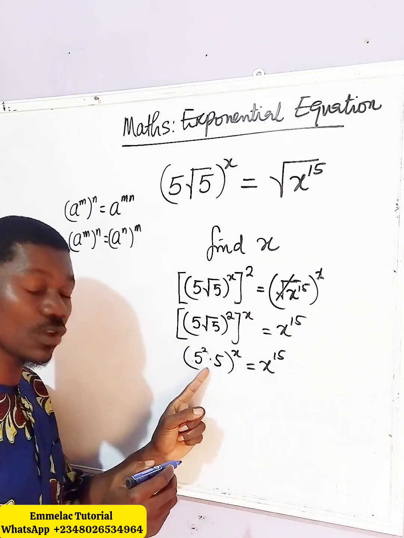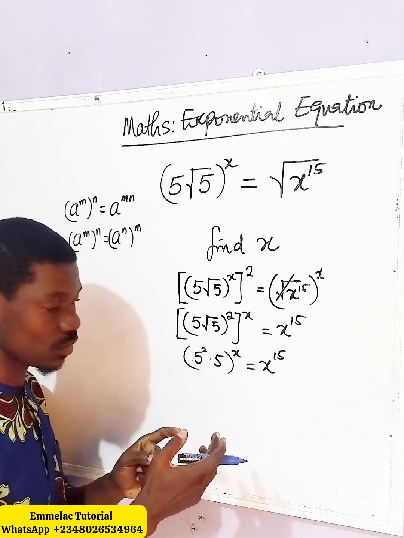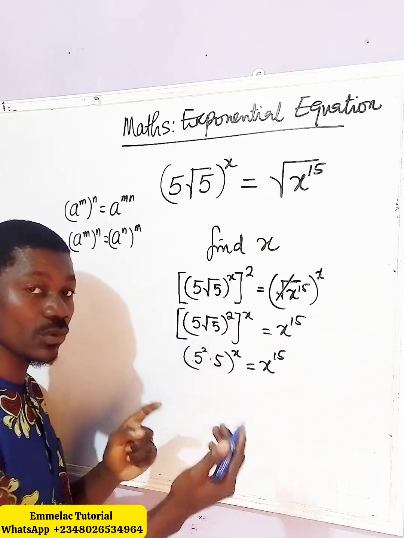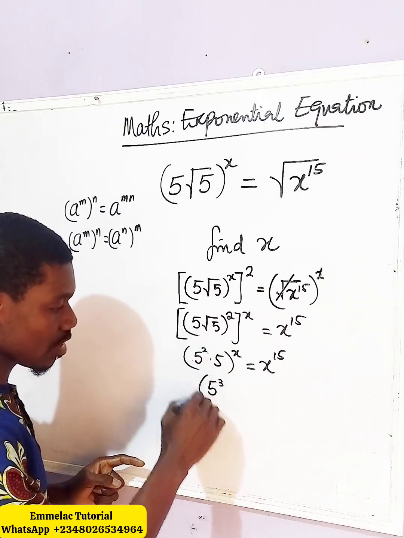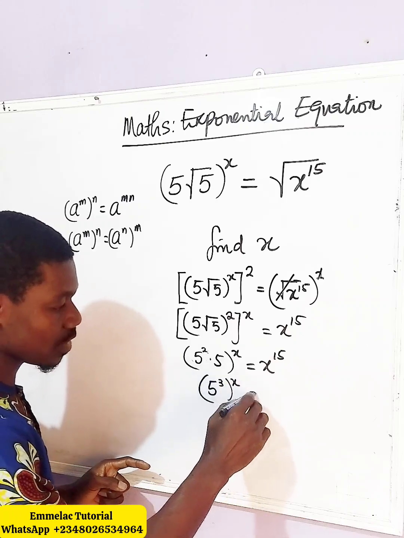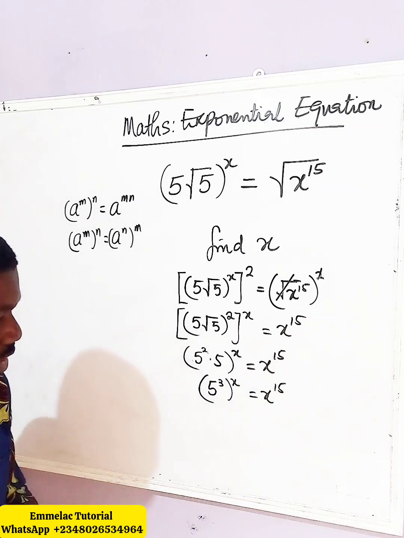According to the law of indices, as long as two terms have the same base, we can add the powers. So at the end of the day, we have 5 raised to the power of 3 all raised to the power of x, then equals x raised to the power of 15.